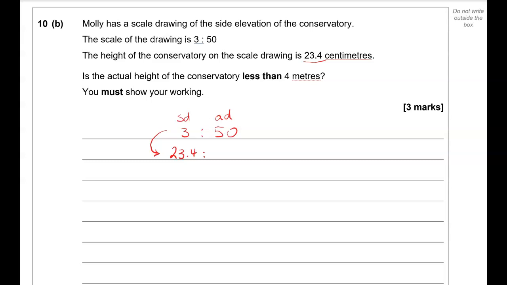So to work it out, we'll do the inverse. 23.4 divided by 3 gives us 7.8. So 3 times 7.8 gives us 23.4. We'll do the same on the other side, multiplied by 7.8. So 50 times 7.8 gives us 390. So what is that 390? If we input centimeters, we're going to get out centimeters. So 390 centimeters.